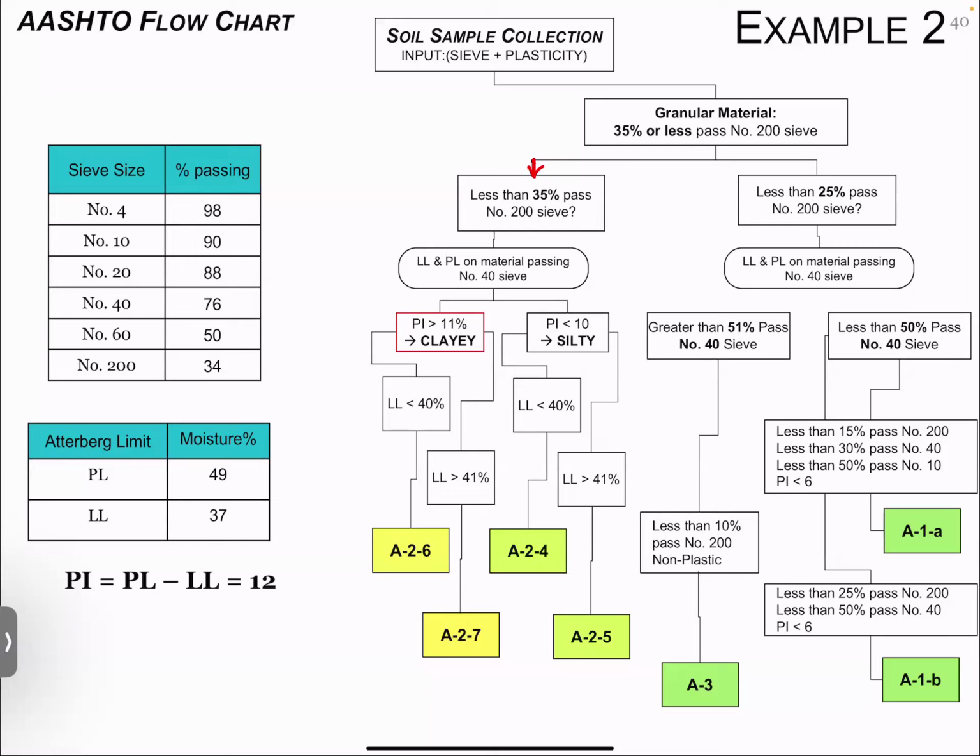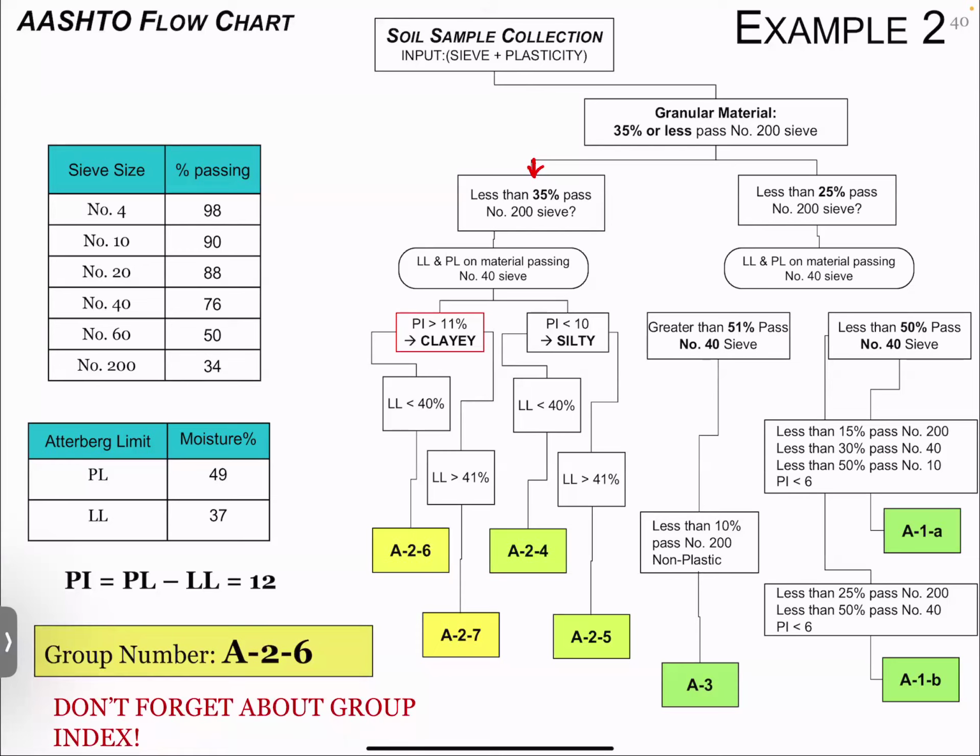Okay, so in this case, we are going to go through this center one here. Oh, spoiler alert, sorry, I went a little too far. So yeah, we'll go through here. Is our PI greater than 11 or less than 10? So is it going to be silty? Yeah, so our PI is going to be 49 minus 37, which is 12. So it's going to be primarily clay. And then we look at our liquid limit. Is it less than 40 or greater than 41? Yeah, so we're 37, so less, so it'll be an A-2-6.